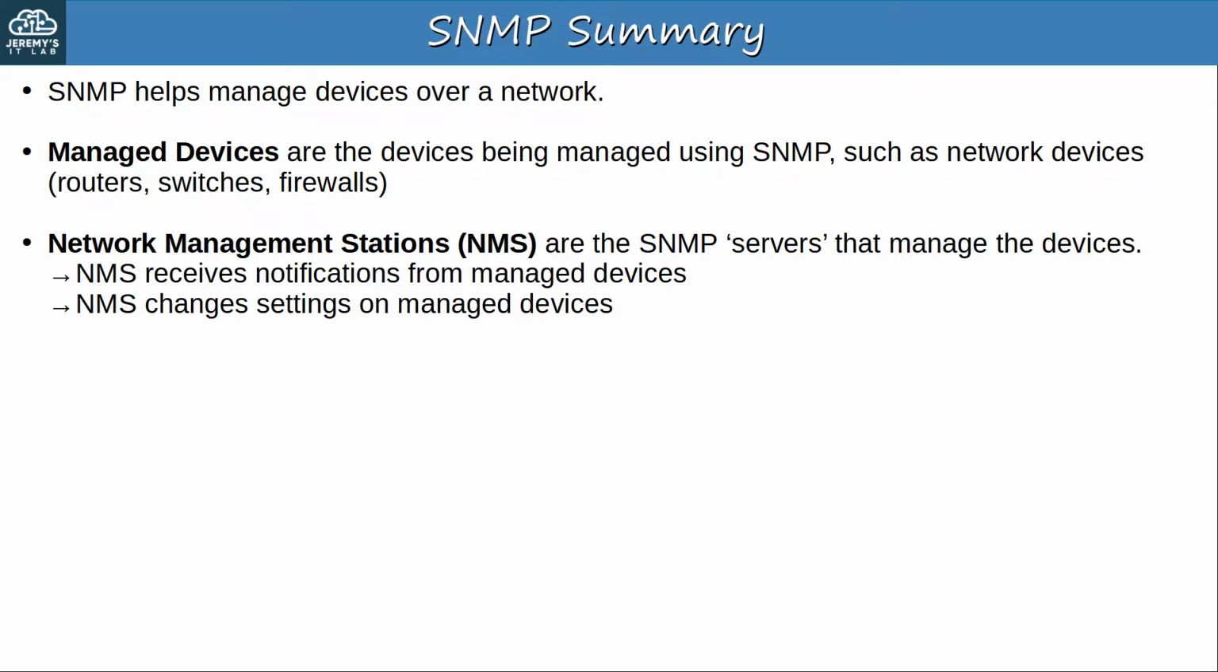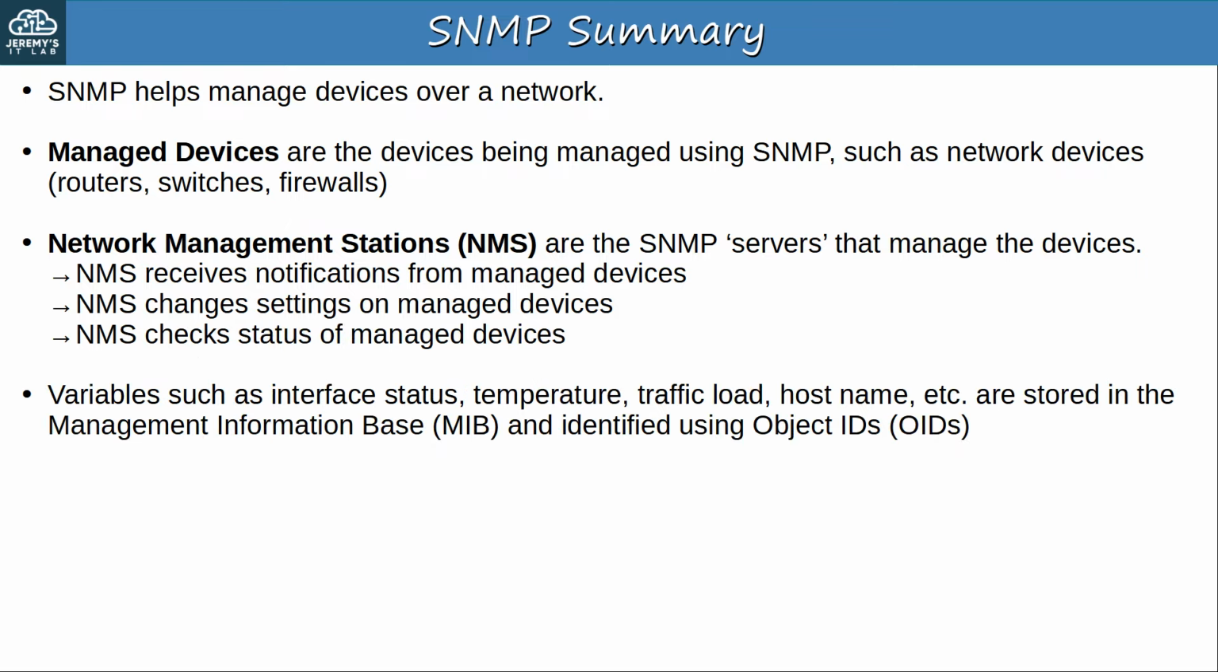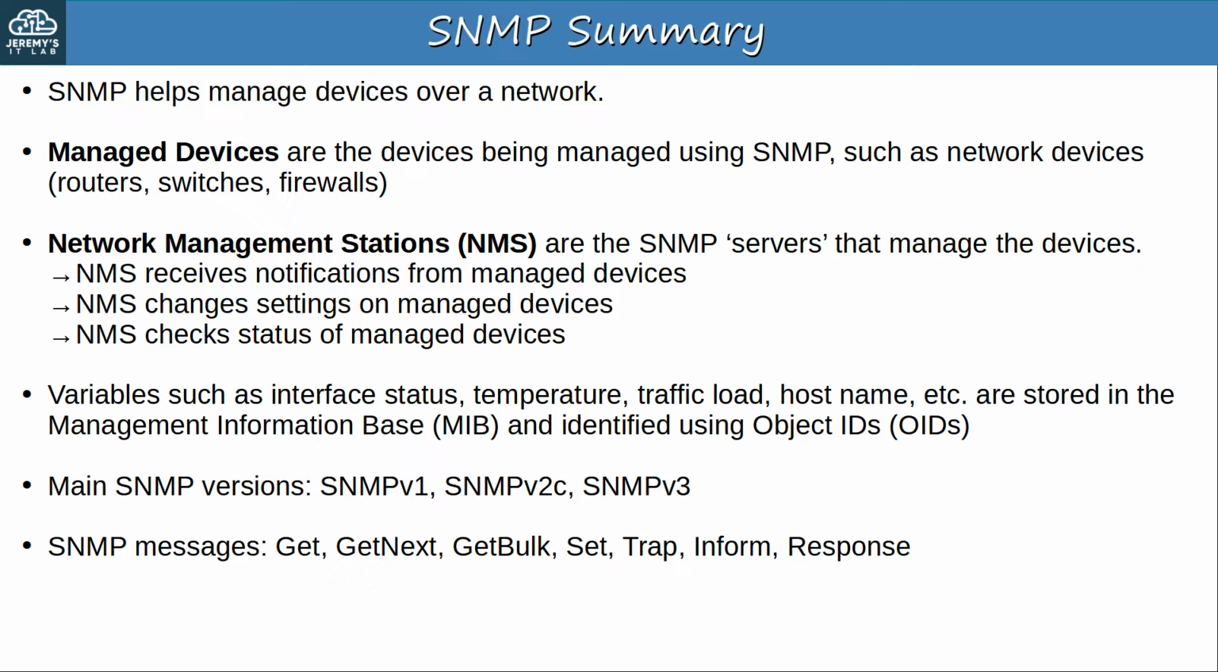It can change the settings on managed devices. It can also check on the status of managed devices. Variables such as interface status, temperature, traffic load, hostname, etc. are stored in the MIB of the managed devices, and each variable is identified using an object ID, OID. There are three main SNMP versions, version 1, version 2c, and version 3. Version 3 is preferred because it is more secure than the previous versions, providing encryption and authentication of SNMP messages. And these are the SNMP messages we covered: get, get next, get bulk, set, trap, inform, and response.